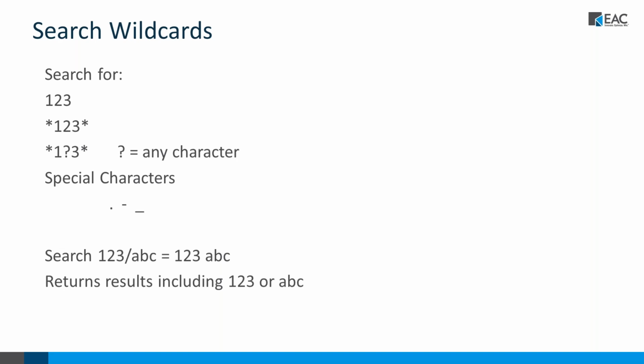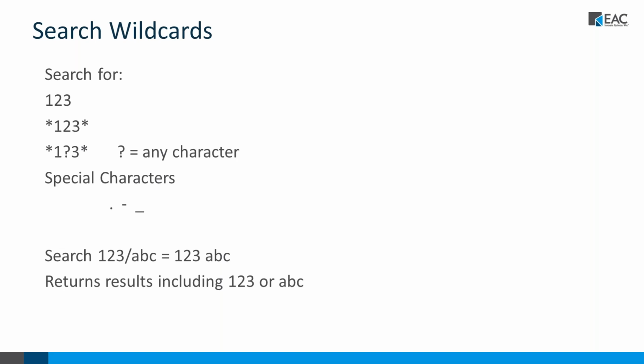Some special characters or delimiters are recognized by Windchill. For instance, you might have a really complicated part number, and it might be 123-456-789. Windchill recognizes that dash as a special character. There are 3 special characters that it recognizes: periods, dashes, and underscores. All other characters are taken out of the text string when you're entering them in the search criteria.